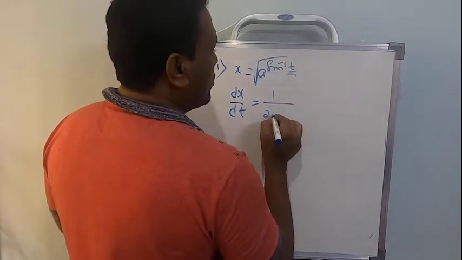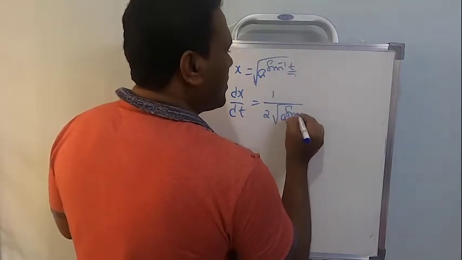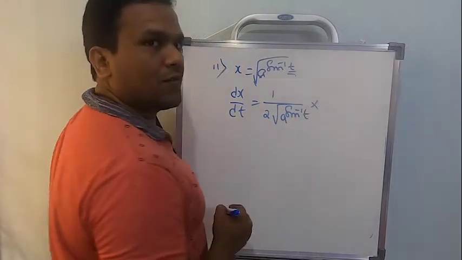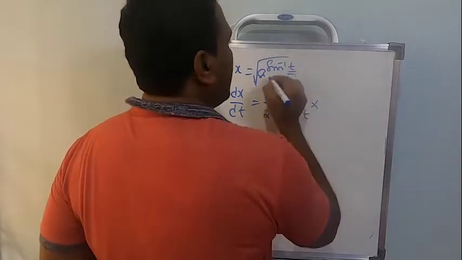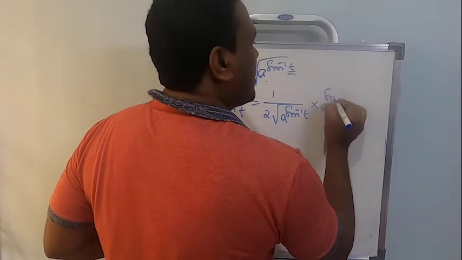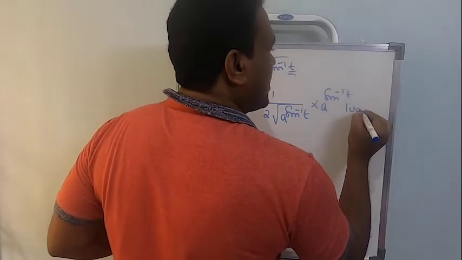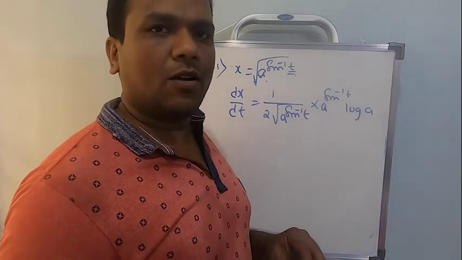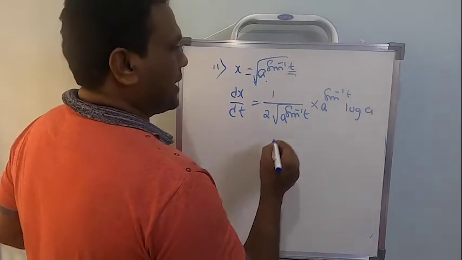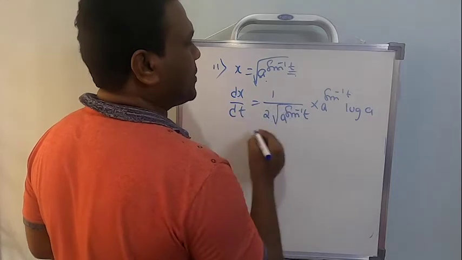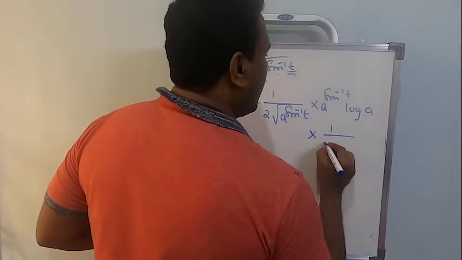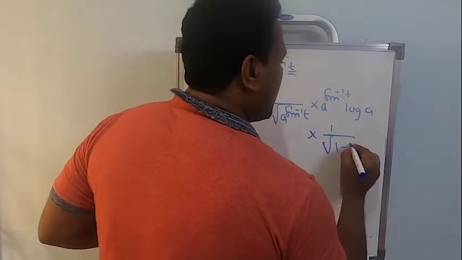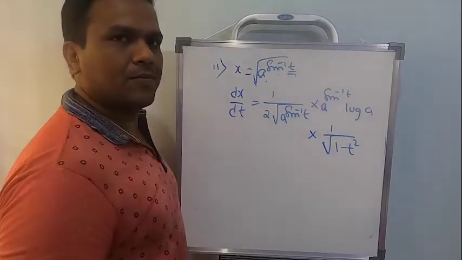So 1 by 2 root of a power sin inverse t, differentiation of the square root, multiplied by a power x, a power sin inverse t multiplied by log a. Differentiation of a power x is a power x multiplied by log a. And the next one is going to be the differentiation of sin inverse, 1 by root of 1 minus t square.